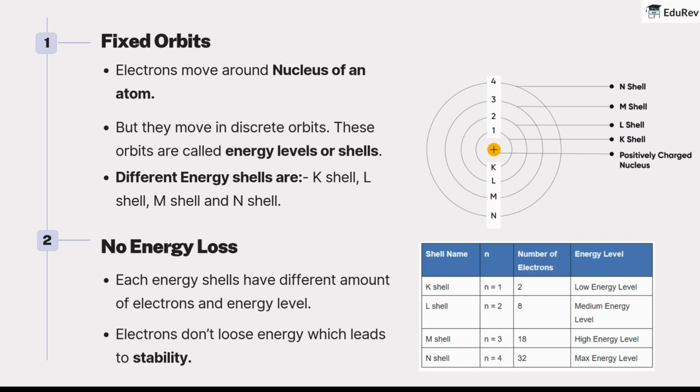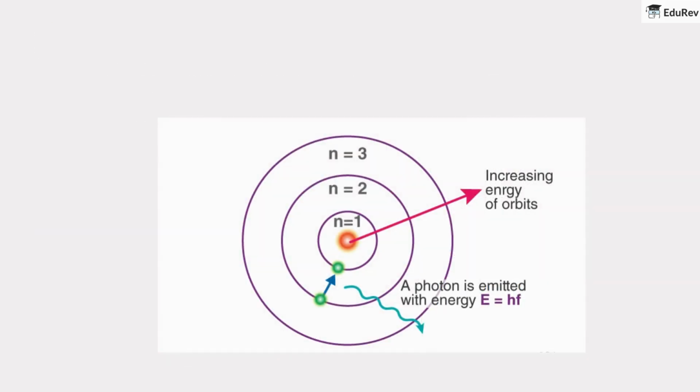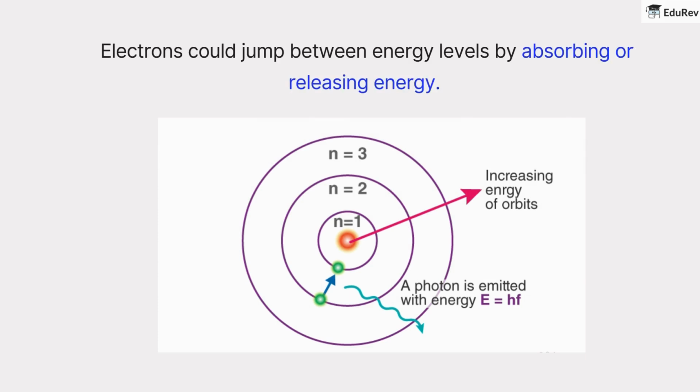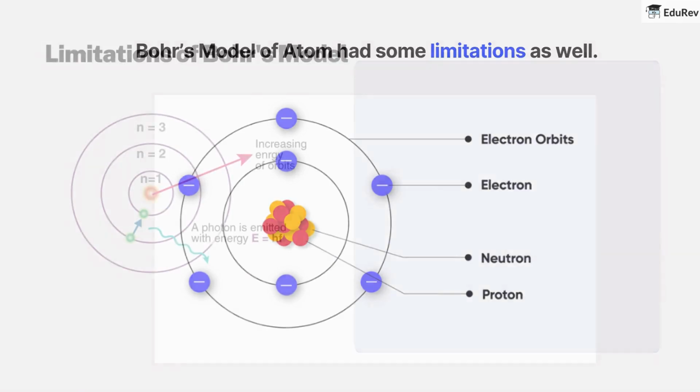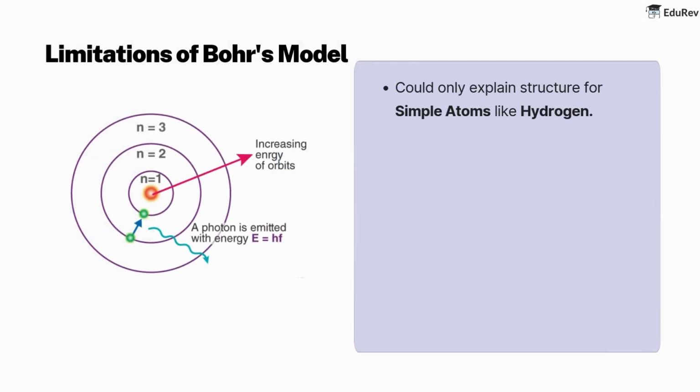While in these orbits, electrons don't lose energy, which keeps the atom stable. Bohr also explained how electrons jump between shells by absorbing or releasing energy. This is how atoms produce light. The Bohr model of the atom was an important step in understanding atoms, but it had some limitations. The Bohr model could only explain the structure and spectra of simple atoms like hydrogen, which has just one electron.